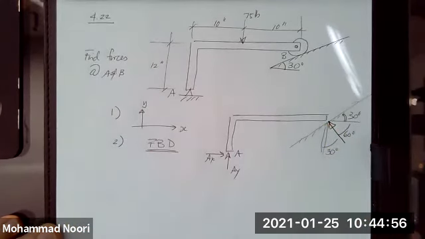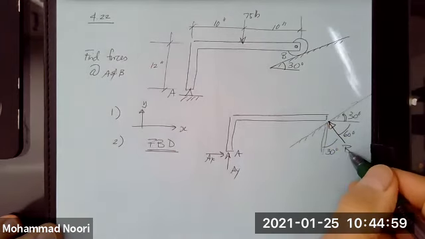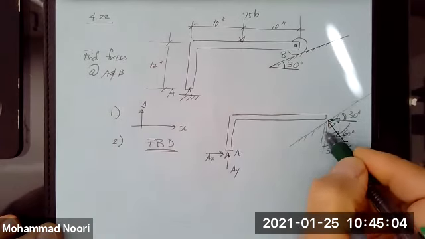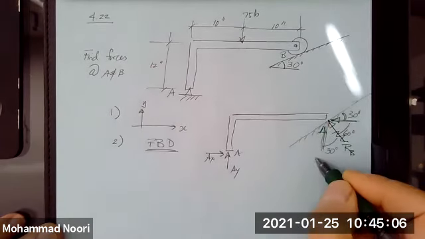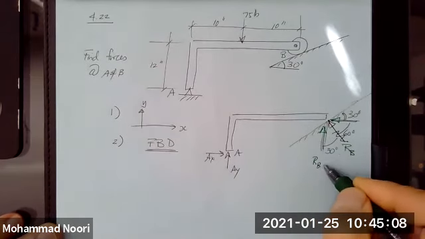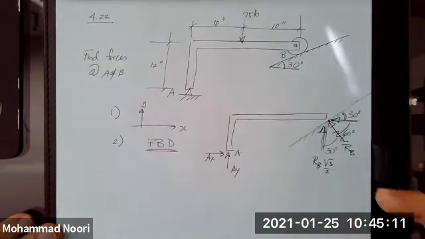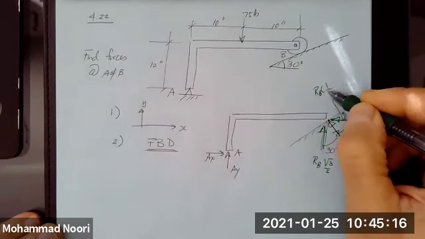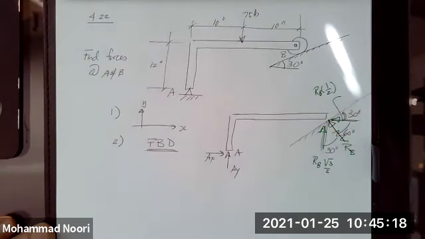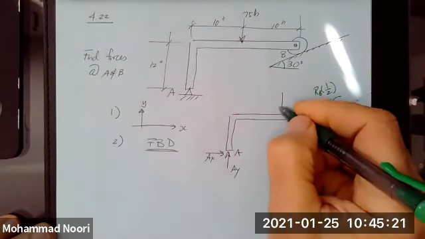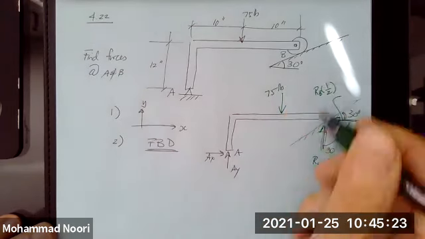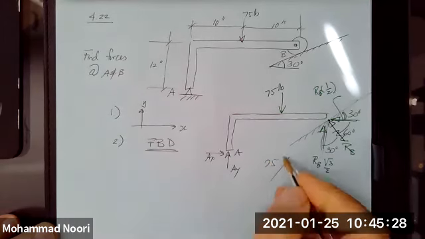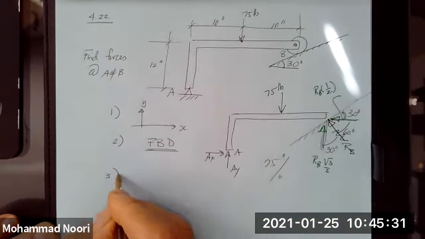So we have that unknown RB there. I would resolve that into its components along these two directions. That's the first thing I do. So this would be RB cosine 30, which is the square root of 3 over 2. This is RB sine 30, which is 1/2. So that is the free body diagram. And of course, you have this 75-pound force. Okay? That's 75% of the problem.